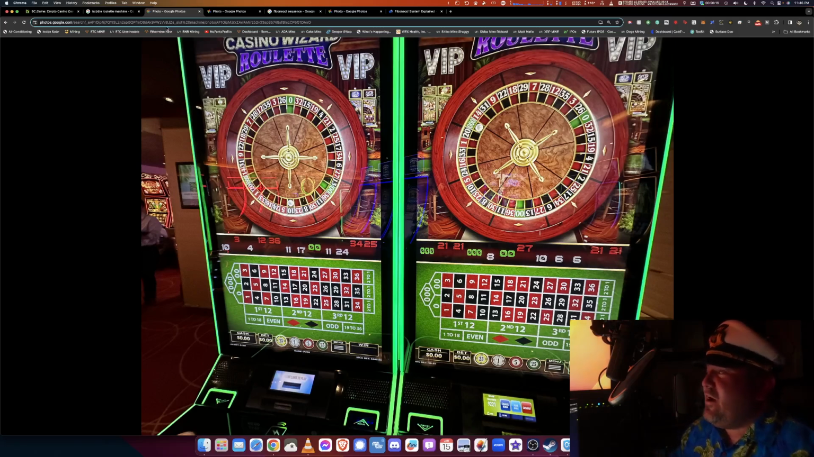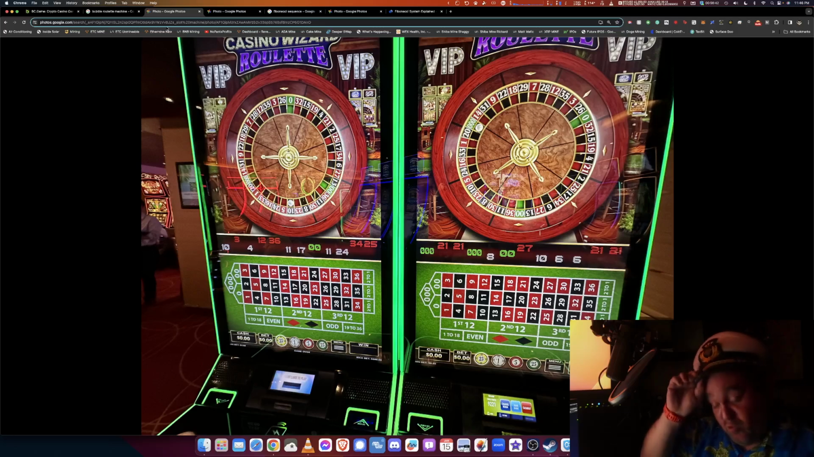Now, so far I've shown you Martingale, and I've shown you Fibonacci. Martingale is where you double, double, double, double. It's like iPhone storage sizes: 1 gig, 2 gig, 4 gig, 8 gig, 16 gig, 32 gig, 64 gig, 128 gig, 256 gig, 512 gig, and 1028 gig. Those numbers get really big really quick.